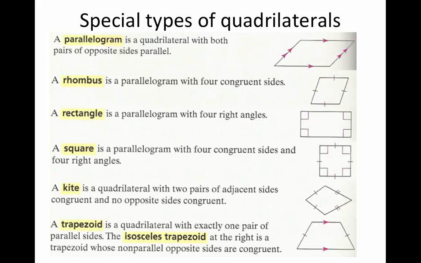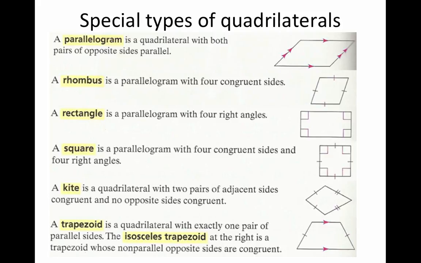And finally, a trapezoid is a quadrilateral with one pair of parallel sides, and you can see that in the diagram. And there's a special kind of trapezoid called an isosceles trapezoid that is a trapezoid that has its non-parallel sides the same size, and you can see that in the diagram over there.